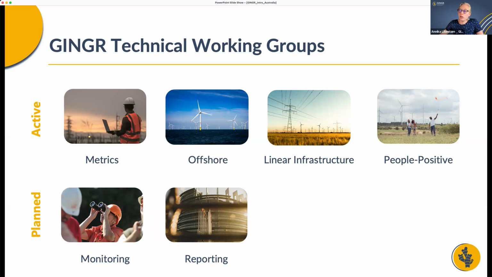Then we have the offshore working group, which is led by the NGO Ocean Conservancy. Then we have the linear infrastructure working group, who is led by RGI, by my colleagues. And we have now started a new people positive working group, which is led by Stockholm Environmental Institute. And we are planning to have a monitoring and a reporting working group.